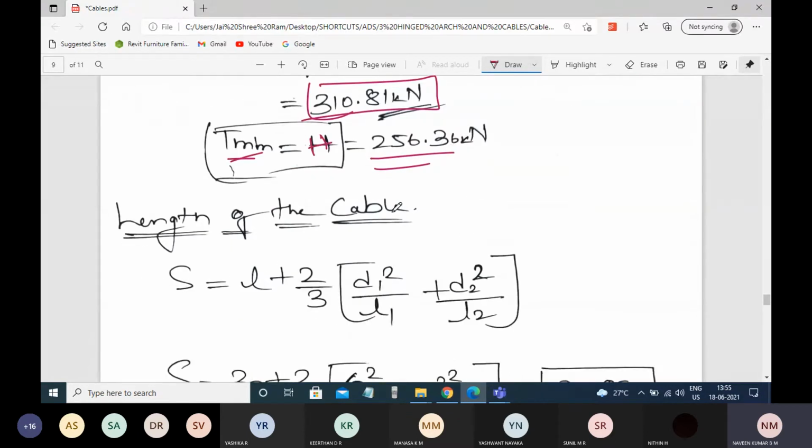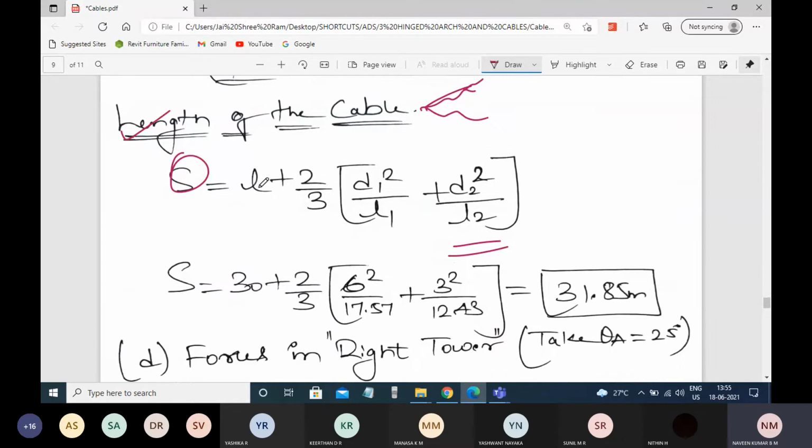So once you got this, next is to find the length of the cable. Again, length of the cable, so what type of condition is it? The length of the cable formula varies, depending on the type of the support. So if the supports are at the same level, then you have a different formula for finding S. If the supports are at different levels, then this is the formula.